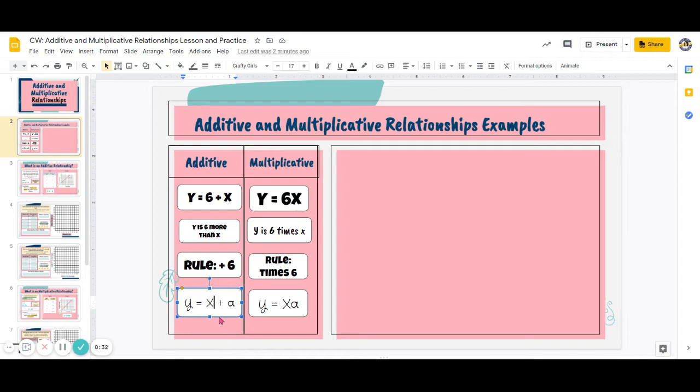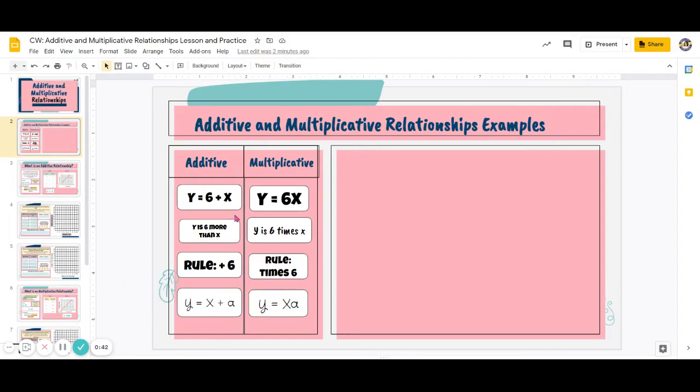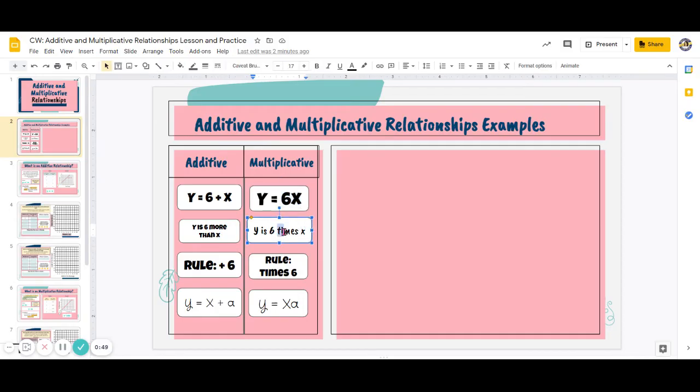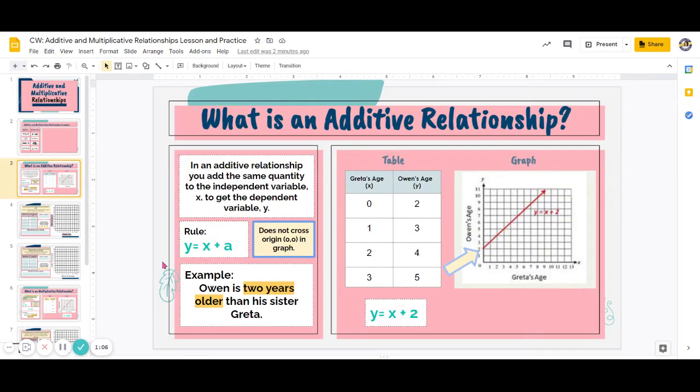I have my variable x plus my constant, which is whatever I'm using to add each time to get my dependent variable, which is y. Multiplicative is going to look just like this, where I'm multiplying something. It's going to use the words times, each, every, things like that. And then you're going to see the independent variable x combined with something that I'm doing each time, getting my dependent variable y. So here's what it looks like.